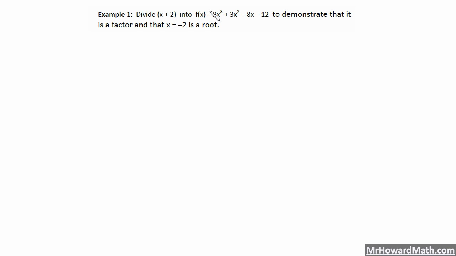So if x plus 2 is a factor of this thing, that stands to reason that x equals negative 2 must be a root. Alright, so we are going to just use long division here. So we have x plus 2 and 2x cubed plus 3x squared minus 8x minus 12.